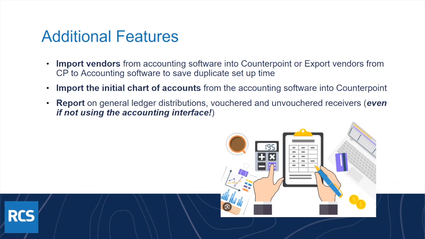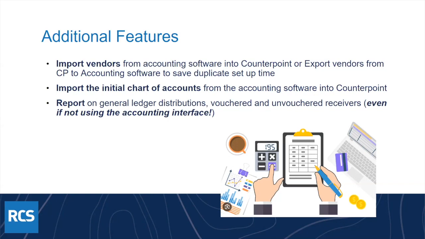Then we also have the ability to run reports on general ledger distributions, vouchered and unvouchered receivings, even if you're not using the accounting interface itself. So these distributions are being created all the time, whether or not you are vouchering, or whether or not we have set up the accounting interface and you're actually using it. So if you don't have it set up now, if you went to run the general ledger distribution report, you would probably see that you're having a lot of things posted in there to the standard chart of accounts that's in Counterpoint.